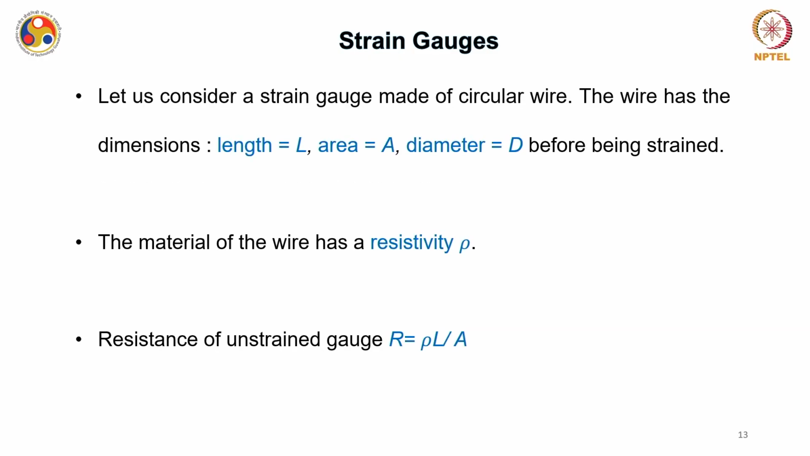Now let us consider a strain gauge made up of circular wire, something like this. The wire has initial dimensions, say L is the length, A is the area, and say the diameter is D, as we have seen earlier also, and the material of the wire has a resistivity of rho. Therefore, the resistance of the unstrained gauge is equal to rho L by A. So the initial resistance, when there is no strain applied, is equal to rho L by A.